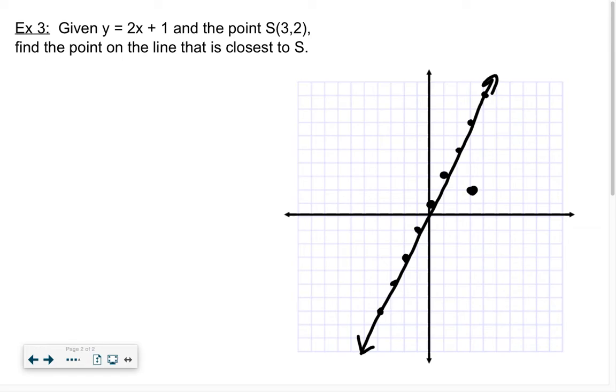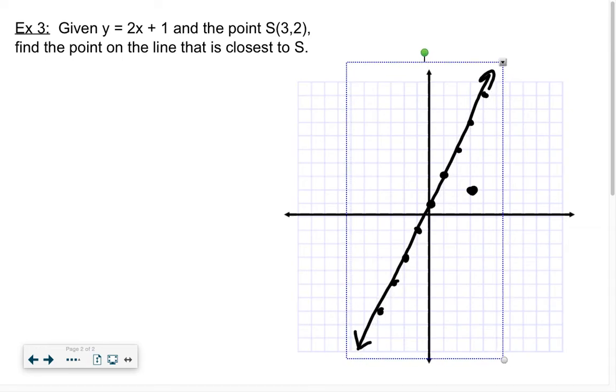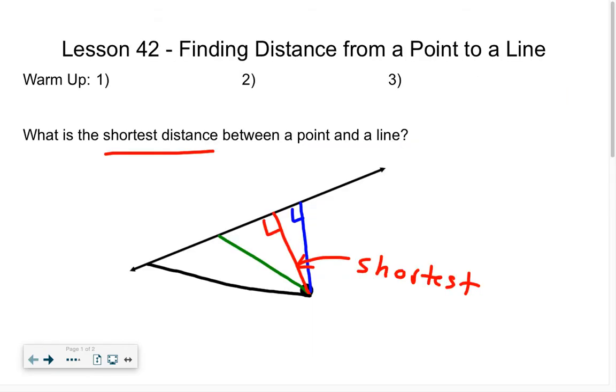Once again, we want to find the point on the black line to where it's closest to S. And there's maybe a better line being drawn. So, how do we need to go about doing this? A couple of things come into play. Number one, we talked about it in the previous example that the shortest distance is always going to create that perpendicular angle. There it is, the shortest being the red.